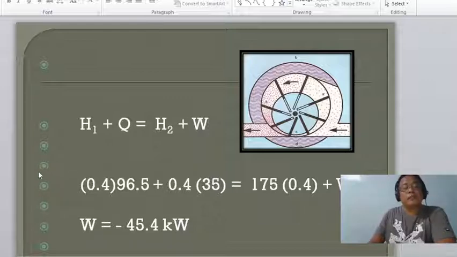So, why is it negative? Because the system is a compressor wherein work is done to the system.